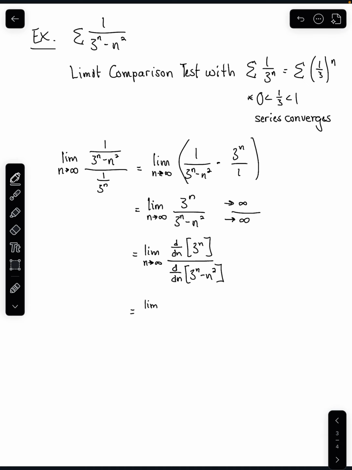So what we have here is the limit as n approaches infinity of 3 to the n times the natural log of the base. And in the denominator, we have 3 to the n times the natural log of the base minus 2n. Now this will, of course, still approach infinity in the top and bottom. So we can do it again.